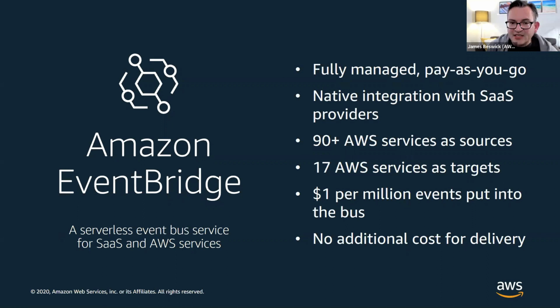These are companies like Datadog, PagerDuty, Auth0. And it also integrates with 90 plus different AWS services and 17 AWS services as targets. And so there's no actual cost for delivery of events, and there's no cost for sourcing events from AWS services. You're only charged when you put events in from your custom applications or your SaaS applications.